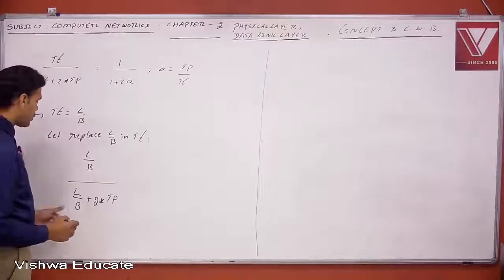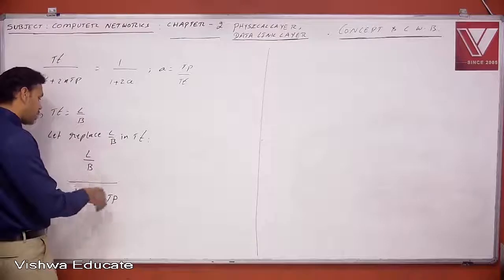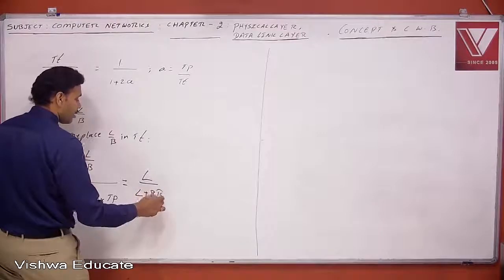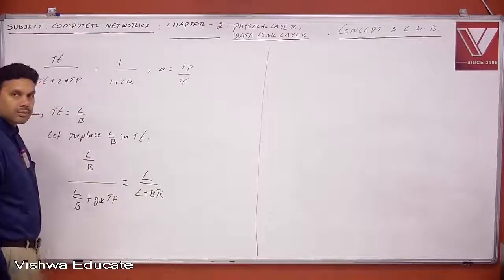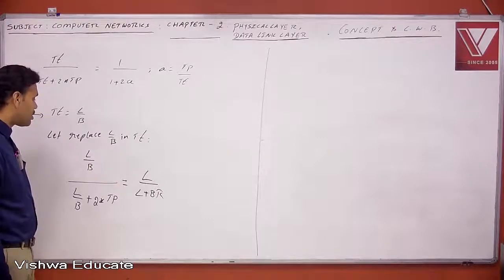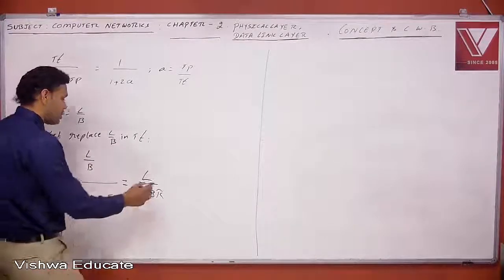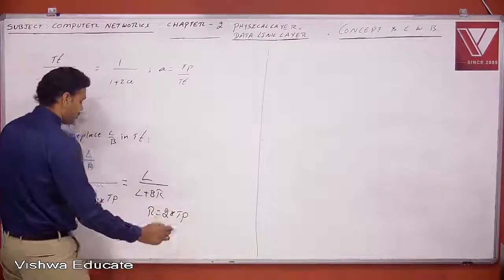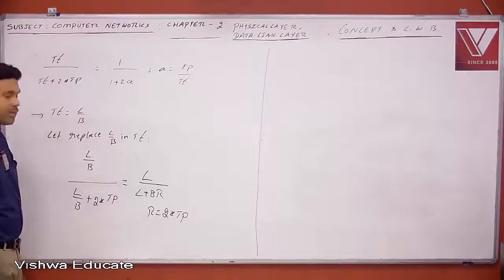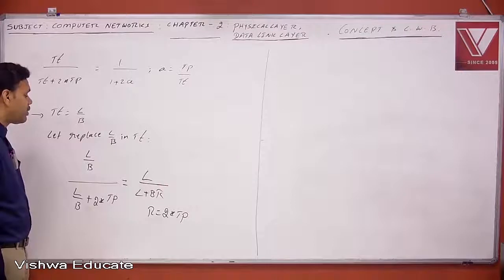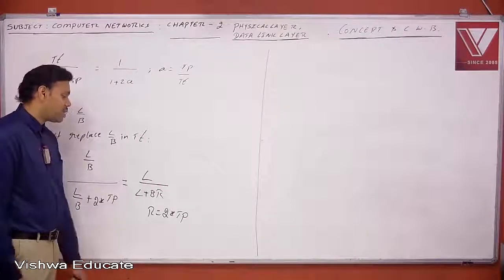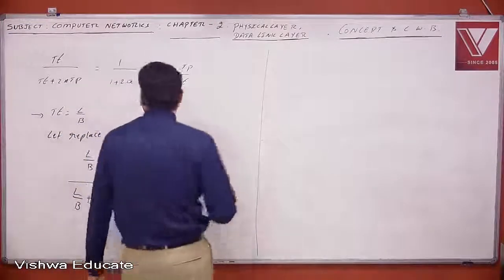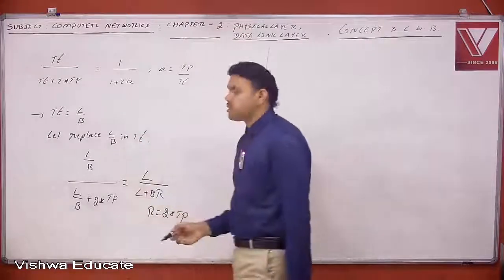Understand? So what is the meaning of this? I can also write L by L plus BR. Why L by L plus BR? Here R is nothing but 2 into Tp. You get my point? So I can also write an equation like this: L by L plus BR, where R is equal to 2 into Tp. Now the famous equation among all the above is 1 by 1 plus 2a only.